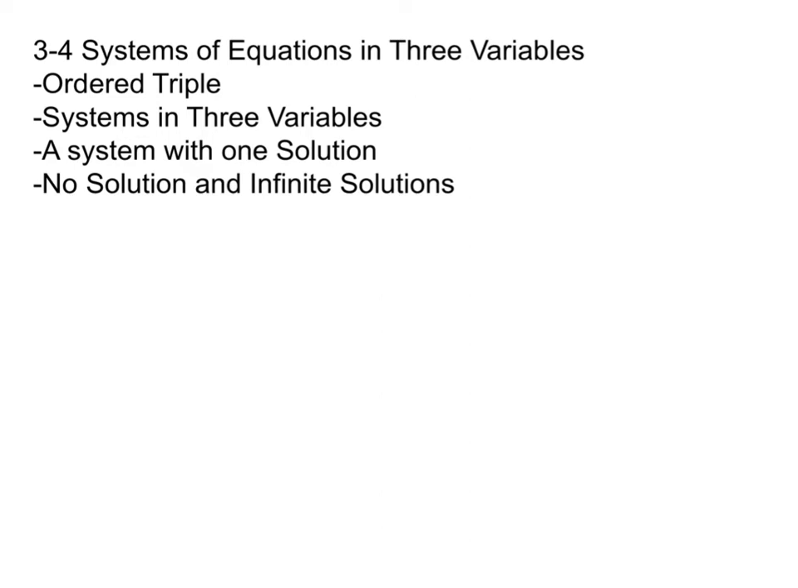Hi, we're going to talk about 3-4 today, systems of equations in three variables. We're going to talk about the ordered triple versus an ordered pair, systems in three variables, what a system with one solution is, how we would figure out if it has one solution, and how to figure out if they have no solutions or infinite solutions.